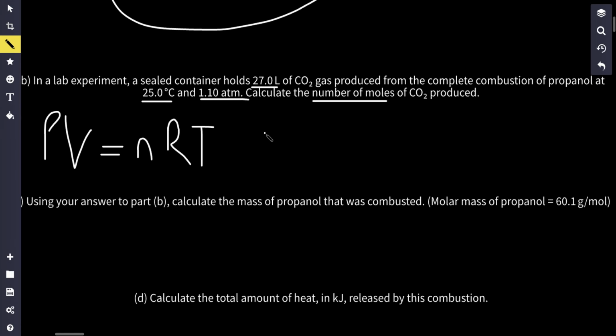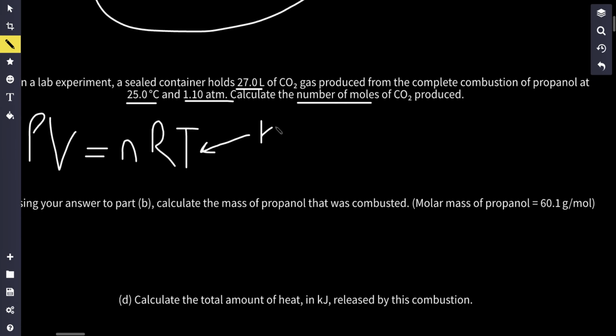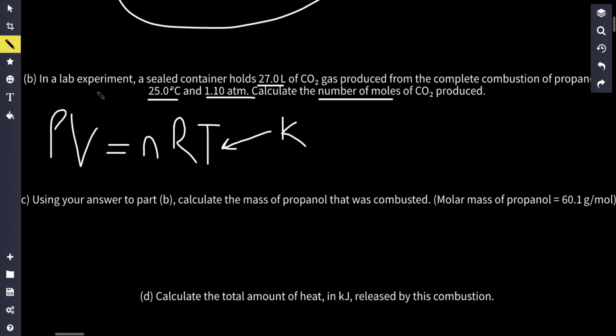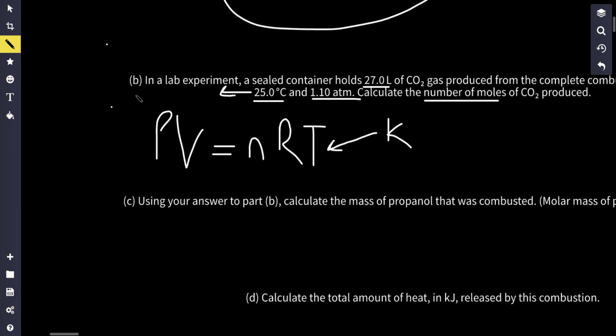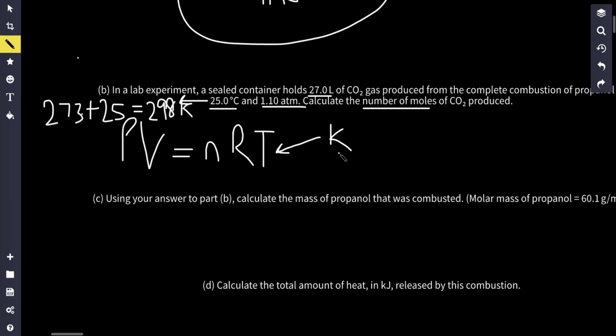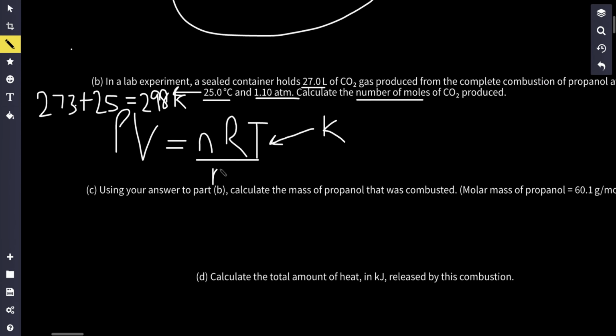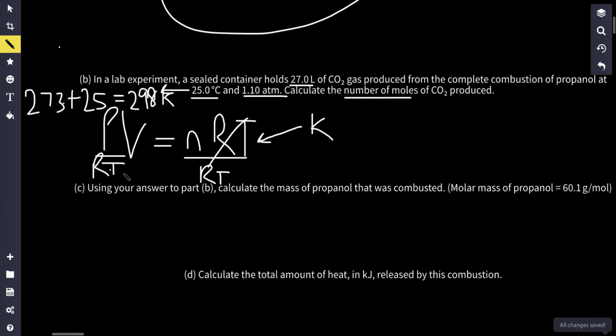It's important to point out that for the ideal gas law, the temperature has to be in Kelvin. In this case, we have our temperature in degrees Celsius, so what I actually have to do is add 273 to this, and I get my temperature in Kelvin. So this is going to be 298 Kelvin. Whenever you want to convert from Celsius to Kelvin, just add 273 to the Celsius amount. Now, if we want to solve for moles, if we divide both sides by RT, we're going to get the amount of moles is equal to PV over RT.